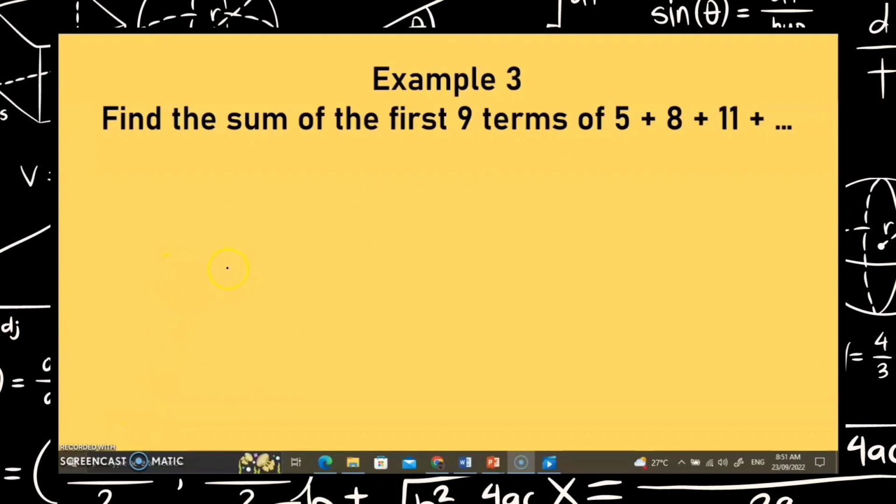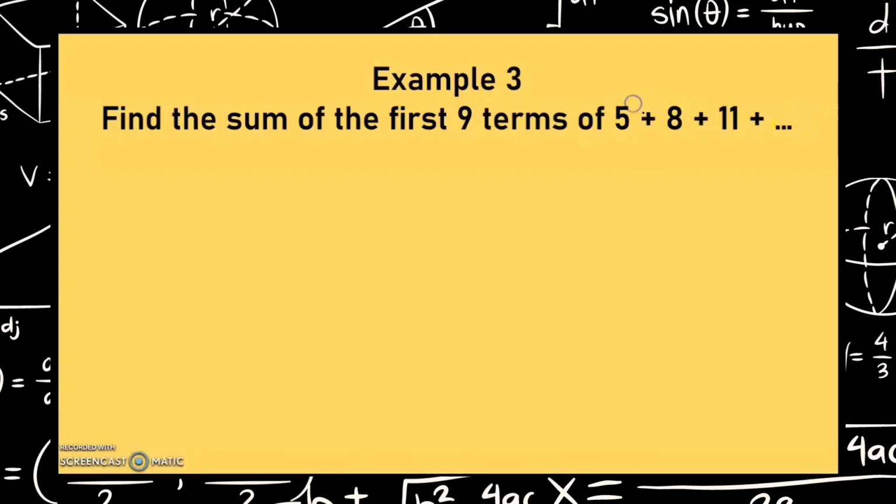Okay, let's try the third example. Find the sum of the first 9 terms of 5, 8, 11, and so on and so forth. Just like what we did a while ago, we have to identify what formula we are going to use, the first or the second. As you can see, we do not know the value of the 9th term, we only have the first term. So therefore, we will be using the second formula, which is S of n is equal to n over 2 times the quantity 2a sub 1 plus the quantity n minus 1 times d.